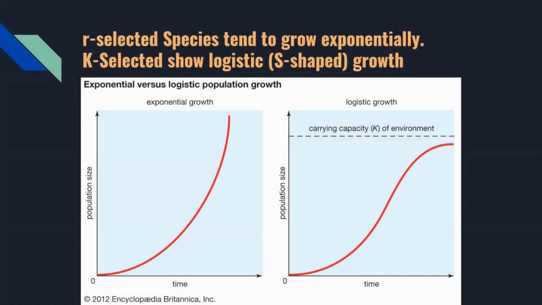And that usually happens with K-selected species, which is why we represent carrying capacity with the letter K. K-selected species usually grow in a logistic growth model, which means they grow faster first, start to slow down, and then level off around their carrying capacity. On the other side, though, R-selected species tend to grow exponentially very quickly because they reproduce very fast.